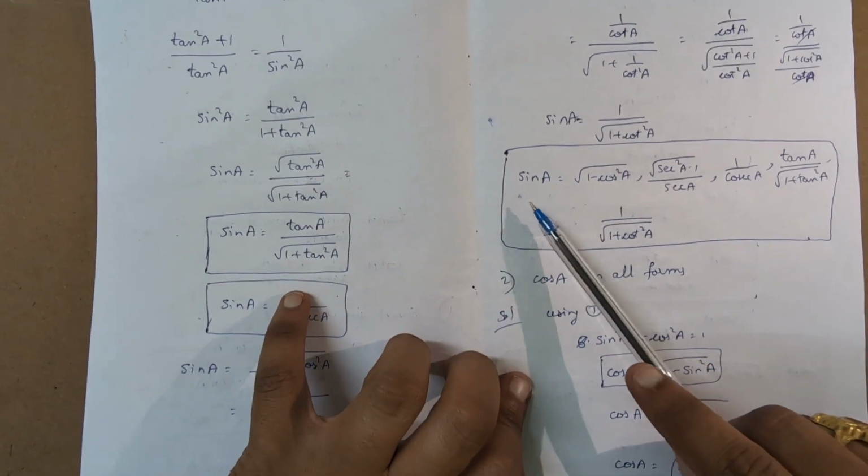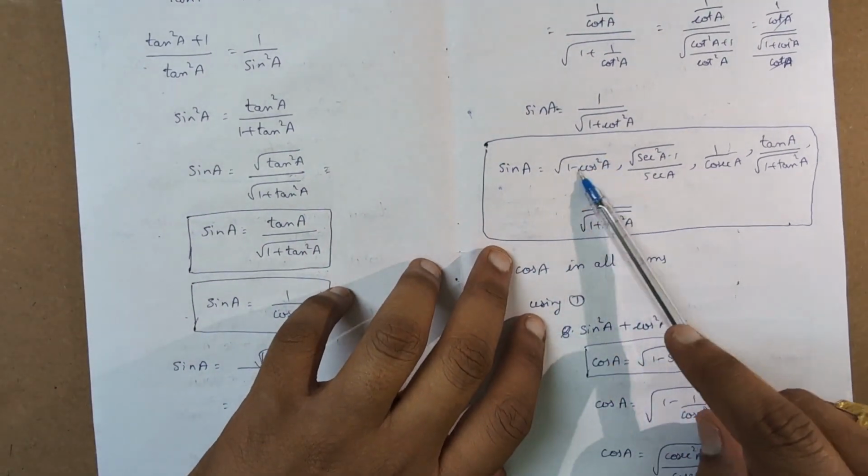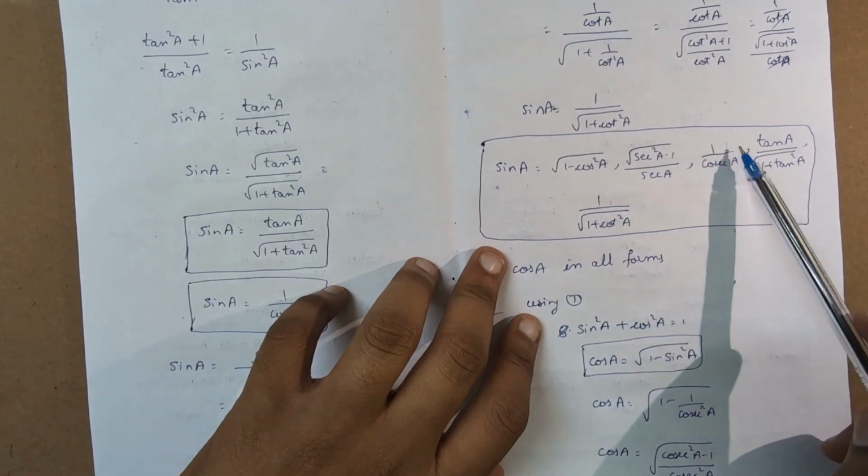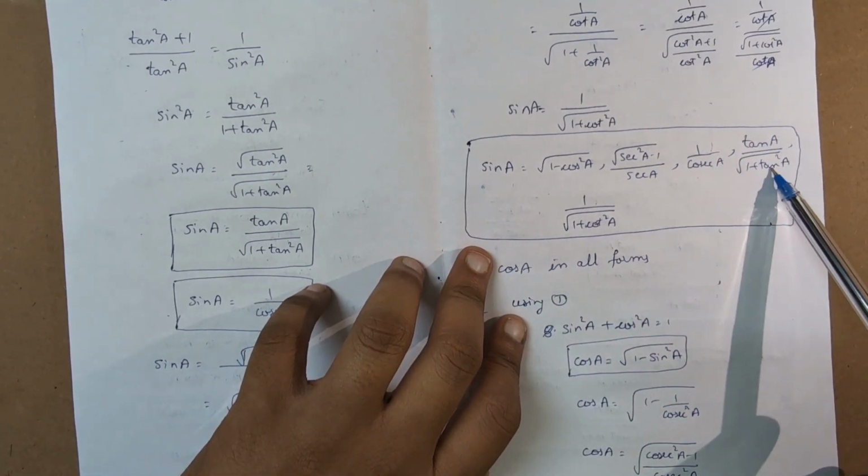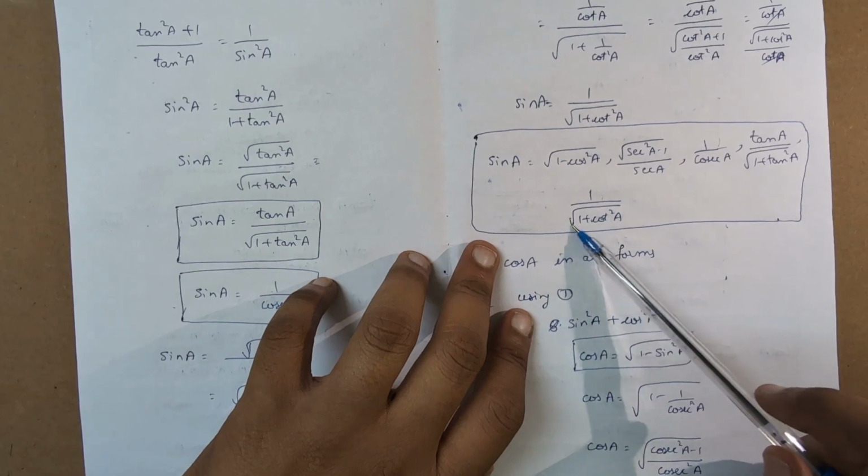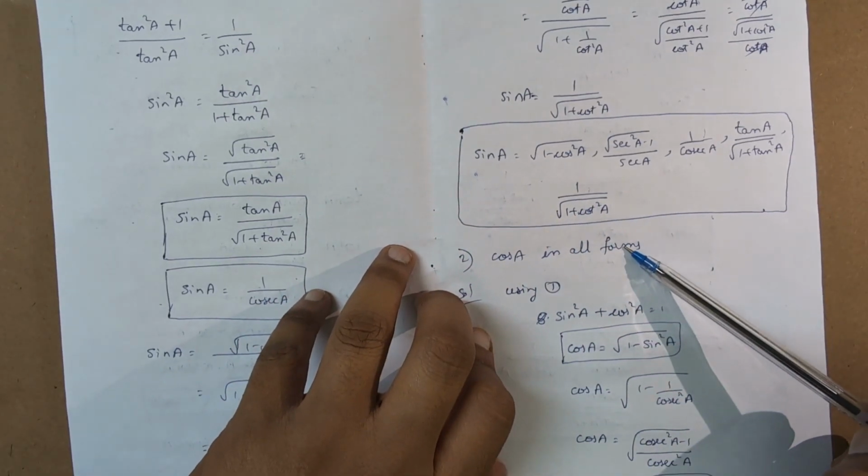Okay, so total sin A is root of 1 minus cos square A, root of secant square A minus 1 by secant A, 1 by cosecant A, tan A by root of 1 plus tan square A, and the last one is 1 by root of 1 plus cot square A.